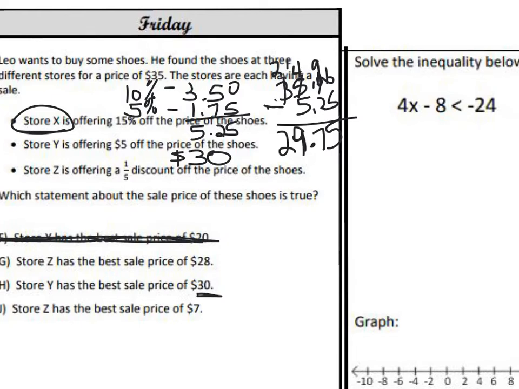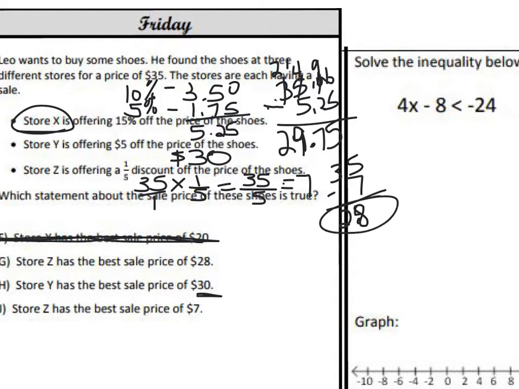Now, store Z is offering a 1/5 discount. So what we do is 35 times 1/5. And remember, when we do that, it's basically 35 divided by 5. So what's 35 divided by 5? 7, right? So then you subtract 7 from 35. 35 minus 7 is going to give you 20 what? 28. That's correct. So then that means store Z is $28. So if you look, store Z has the best sales price of $28.